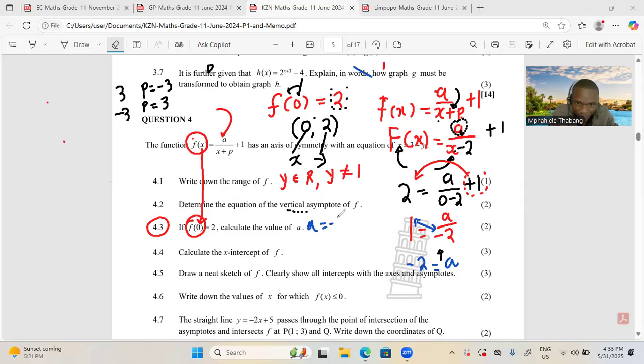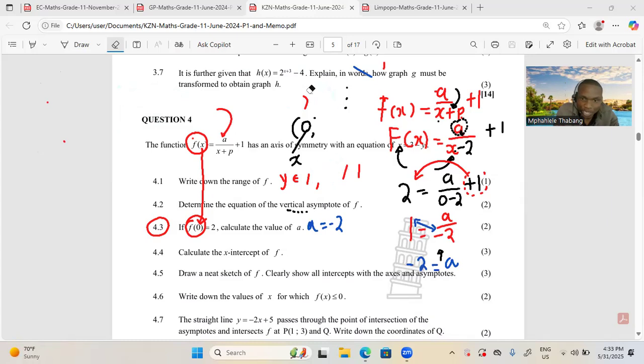a is negative 2. Now they say calculate the x-intercept of f. They want us to find the x-intercept of f. Okay, let's go back now. Let us update our f of x.